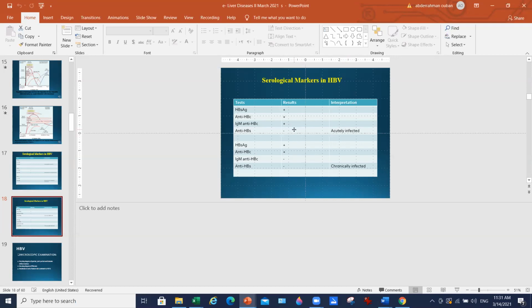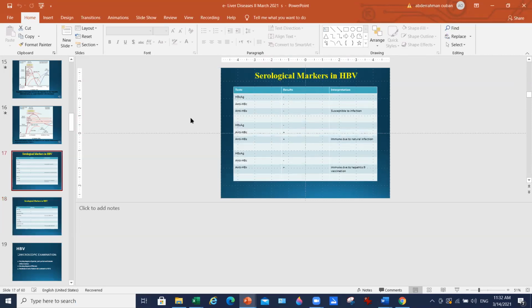If surface antibodies eventually become formed in ample amounts, you will see that the surface antigen becomes negative, which means that the surface antibody has neutralized the antigen. So the surface antibody will be positive, the surface antigen will be negative, and the core antibody will switch from IgM to IgG.